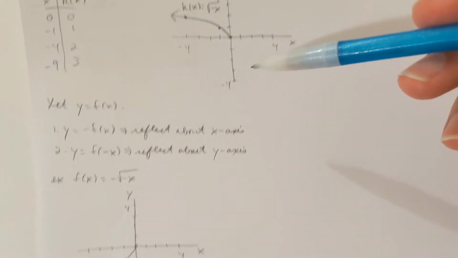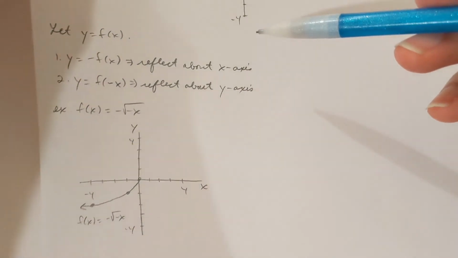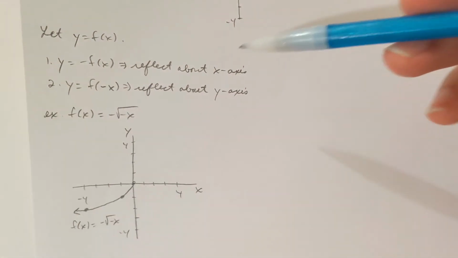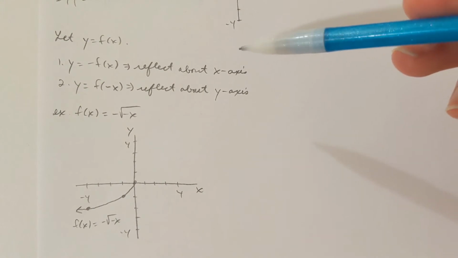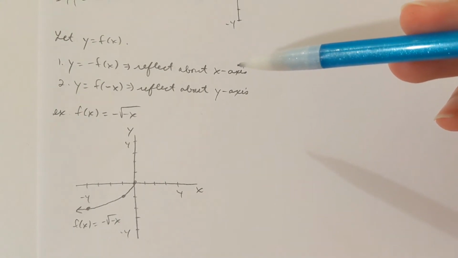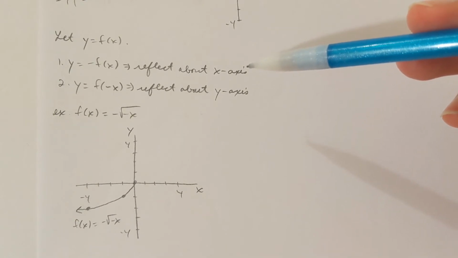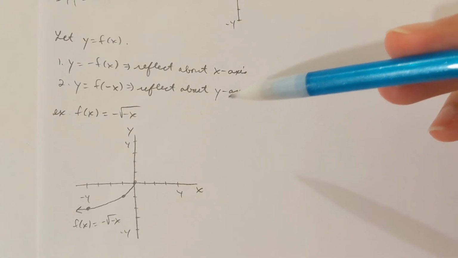And here's what we have to know about this type of transformation. Let f be given. Y equals negative f of x means that I want to reflect f about the x-axis. Y equals f of negative x means that I reflect about the y-axis.